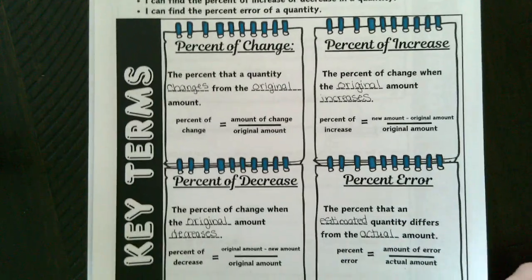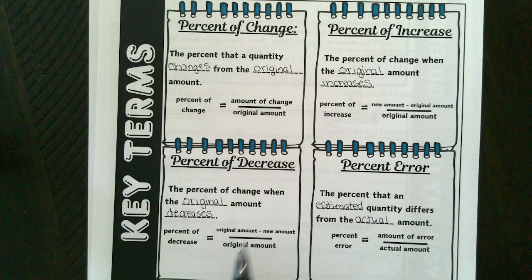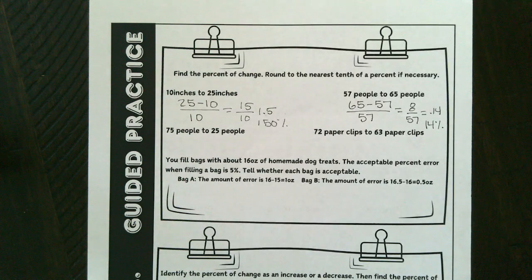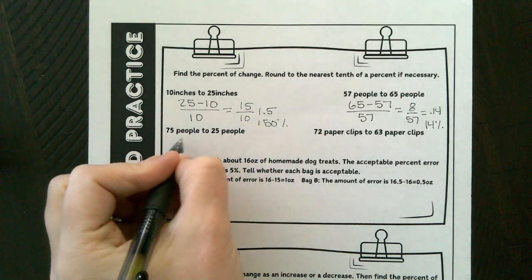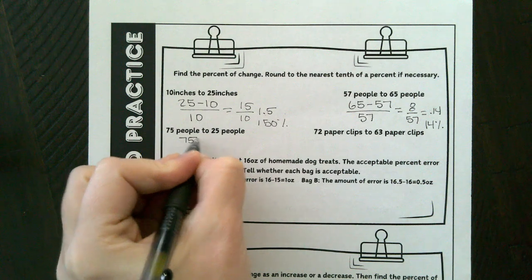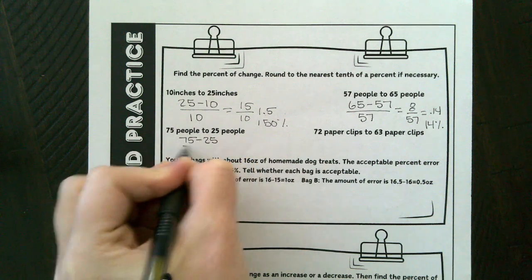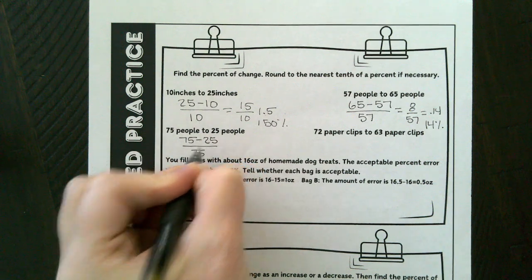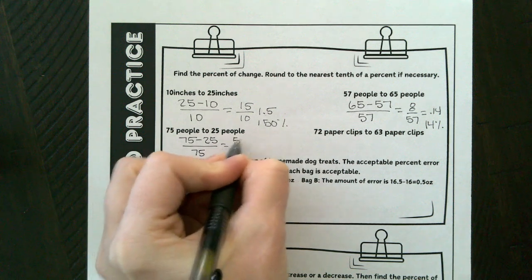So the formula for decrease is the original amount minus the new amount, all over the original amount. So basically we'd make sure we take the larger number, whether it's the increase or the decrease. We're going to take the larger of the numbers, and that's going to be the first number that we put in our formula. So 75 people minus 25 people over 75. 75 minus 25 is 50.